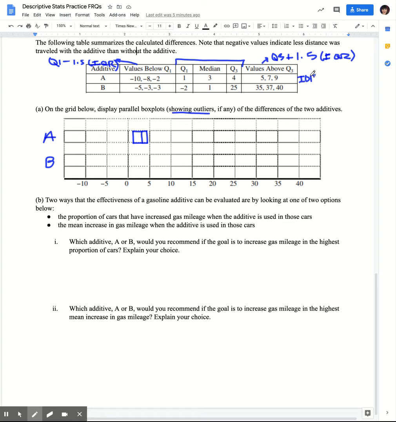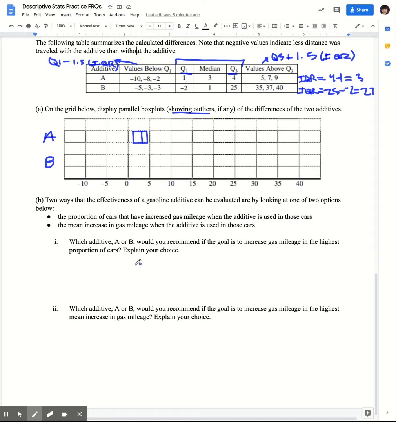So the IQR for A is 4 minus 1, which is 3. Right, we're doing Q3 minus Q1. So 4 minus 1, which is 3. Okay, and then I'm going to also do the same thing for B, since I have it right here. So for B, the IQR is 25 minus -2, which is 27.